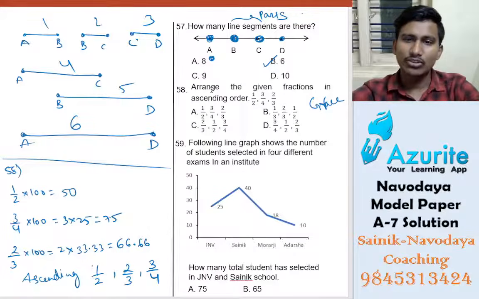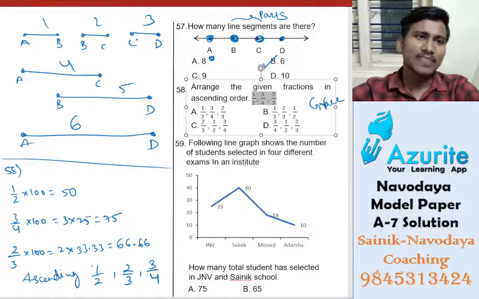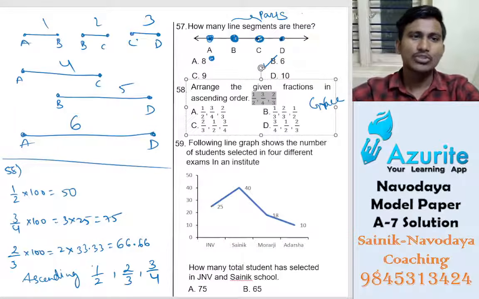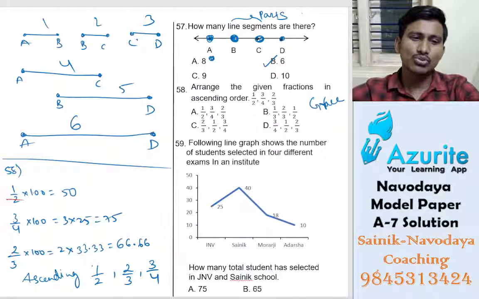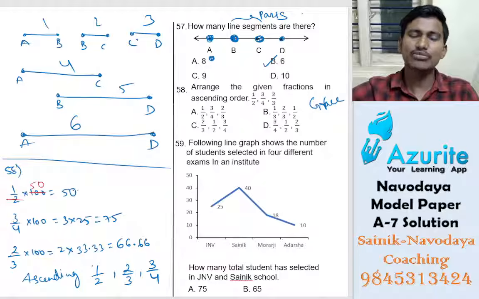So what is the 58 question? Arrange the given fractions in ascending order. Ascending means increasing order. That are 1 by 2, 3 by 4, 2 by 3. 1 by 2 means how much is it? Half, so you go option-wise, that is 50. You multiply with 100 and find the answer. 2 5s are 10 and 0, 50 answer.